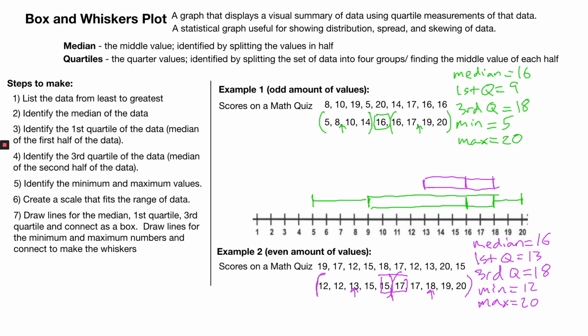And then our minimum was 12. Our max was 20 again. And then draw the lines to connect the whiskers. So it's a little messy, but you get the idea. So we've got two Box and Whiskers plots. Some quick things about those two.